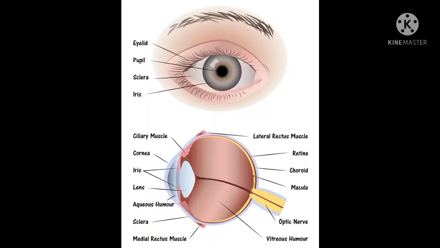Next one is the ciliary muscles. The eye lens is fixed between these ciliary muscles. It helps to change the focal length of the eye lens according to the position of the object. The last and final one, which is known as the end of the eye, is the optic nerve. The nerve at the back of the eye carries the signal from the retina to the brain. These are the parts of our eye.